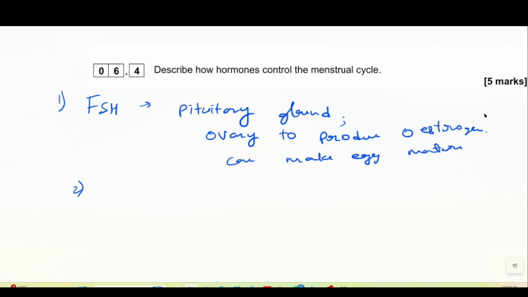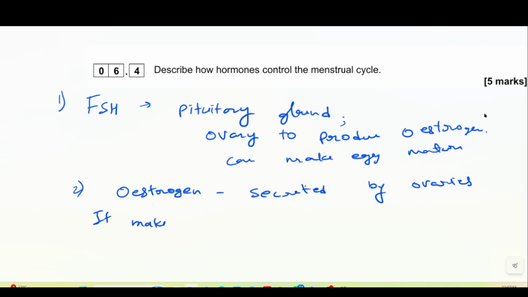Second one is estrogen, secreted by the ovaries. It makes the lining of the uterus thicken.